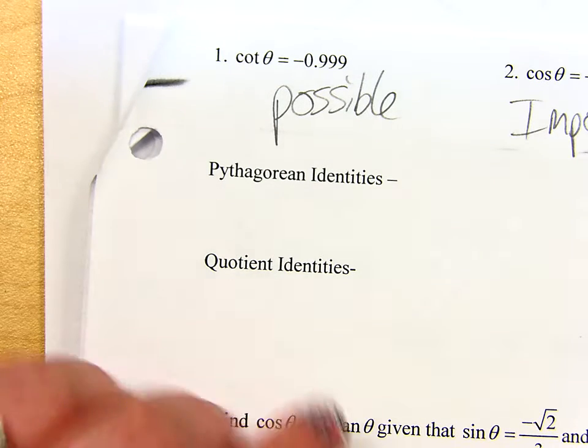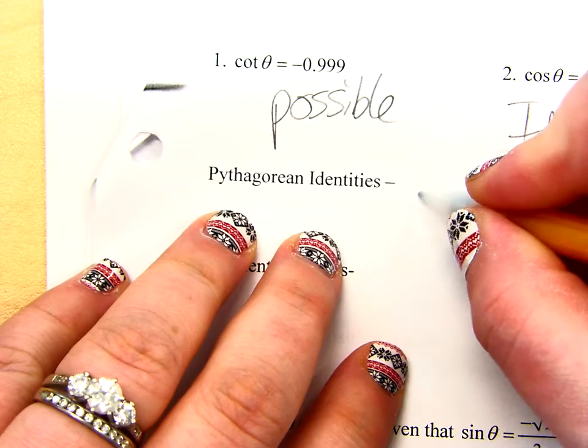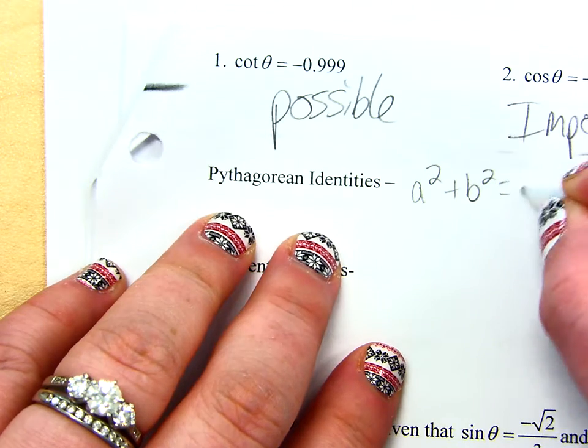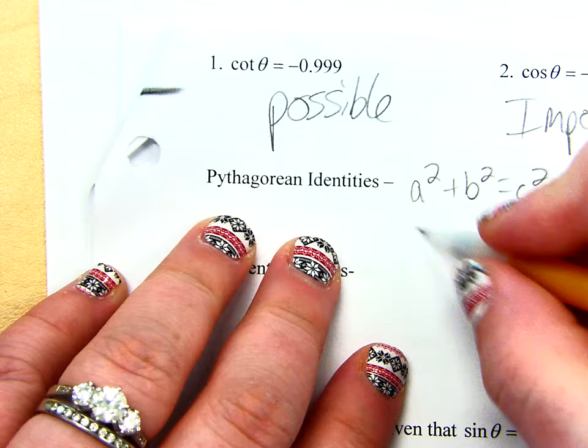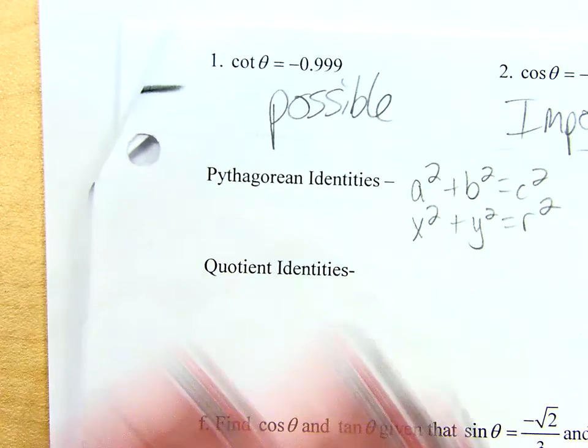So back on our notes for 1-4, we left off here. Pythagorean identities, just remember that that's, of course, the Pythagorean theorem, a squared plus b squared equals c squared, but the values that we're really using are x's, y's, and r's. So it's the same thing as x squared plus y squared equals r squared.